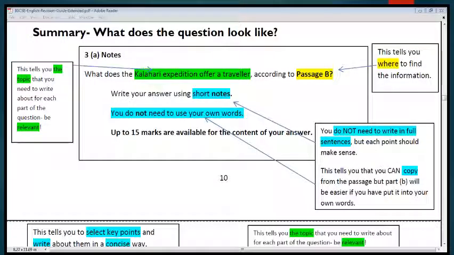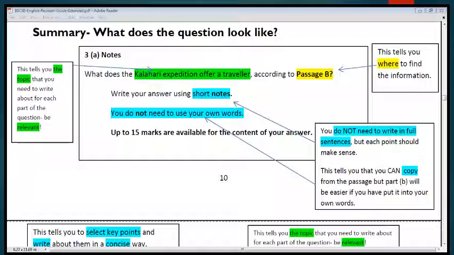What does the question look like? Notes. What does the Kalahari expedition offer a traveler according to Passage B? Write your answer using short notes. You do not need to use your own words. Up to 15 marks are available for the content of your answer. Now I'm going to take it over again from the highlighted part.